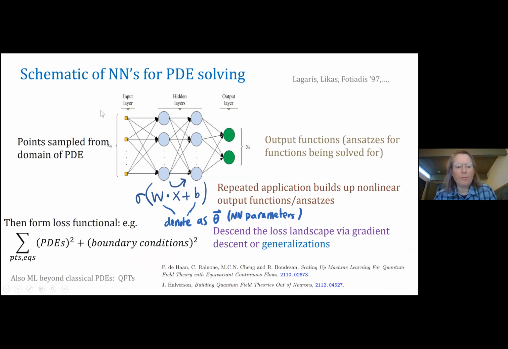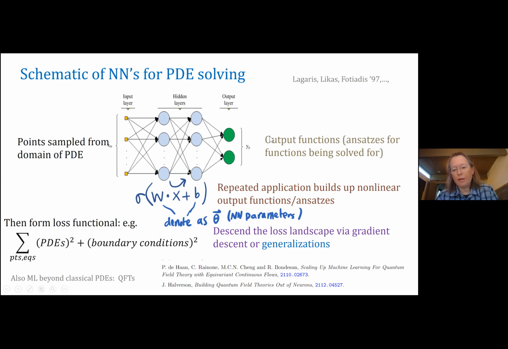Okay, so for those for whom this is news, let me give a little bit more of a schematic of the business of PDE solving using neural nets. There are many, many papers on this. One of the earlier idea papers is this nice one from 1997. And so here, as I said, you're going to try and solve the equations. So you want to get to the bottom of the loss function, which is the sum of the squares of the equations, including boundary conditions. And what the input is then is points in the domain of the PDE that you're trying to solve.